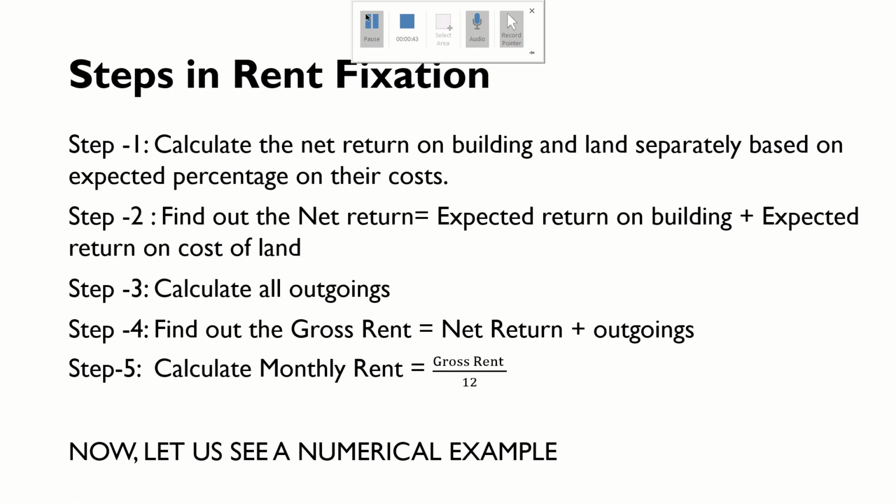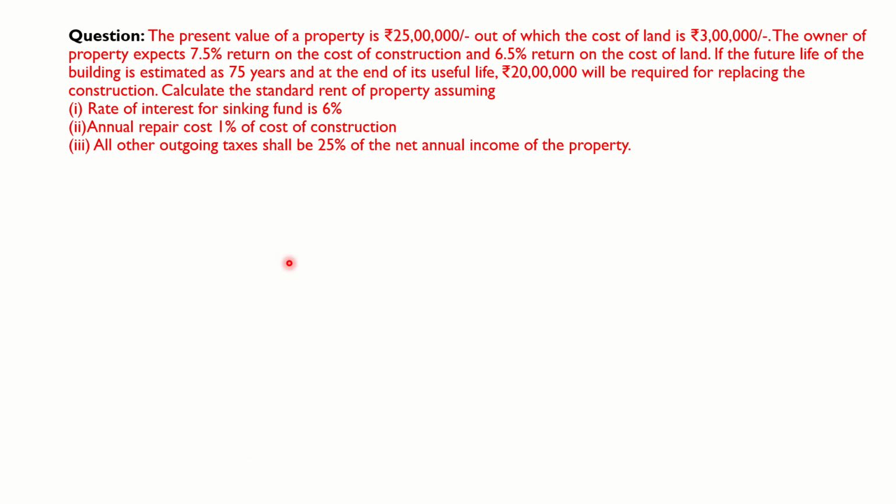Okay, let us see a numerical. This is the question. The present value of the property is 25 lakhs, out of which the cost of land is 3 lakhs. The owner of the property expects 7.5% return on the cost of construction and 6.5% return on the cost of the land. If the future life of the building is estimated as 75 years and at the end of useful life, 20 lakhs will be required for replacing the construction.